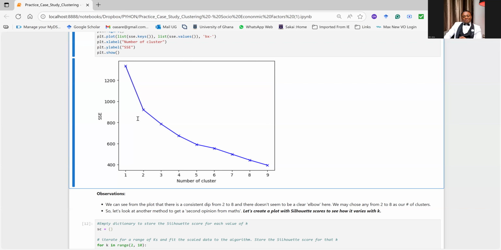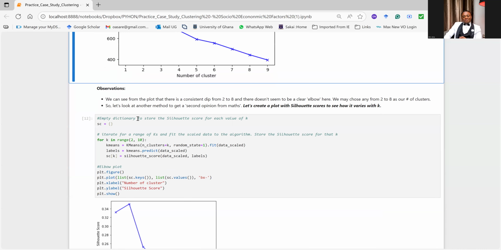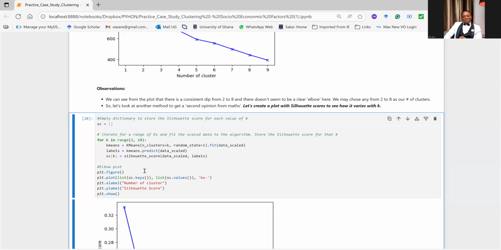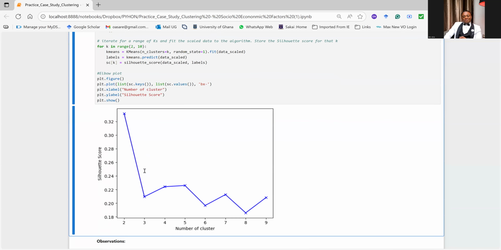How do you do that? Well, this is a command for the silhouette score. Again, you go through the same process, but instead of the SSE here on the scale data, you rather use the silhouette score. And then we run this command, it will plot the silhouette score. And let's see the elbow for that. So again, look at that.